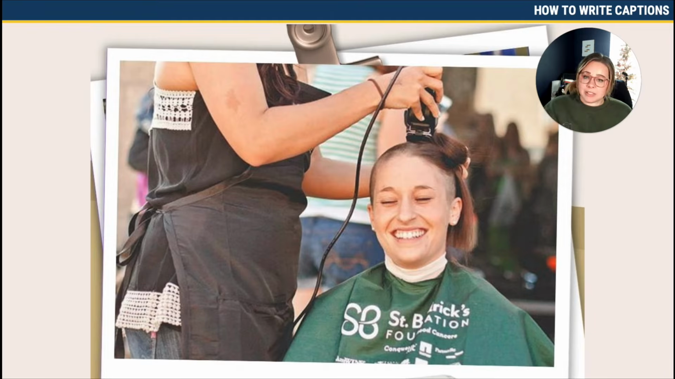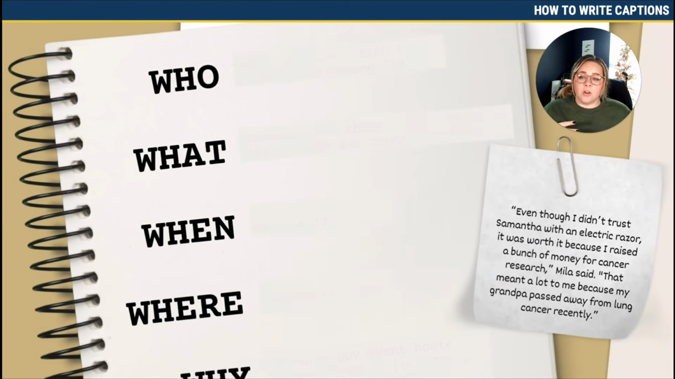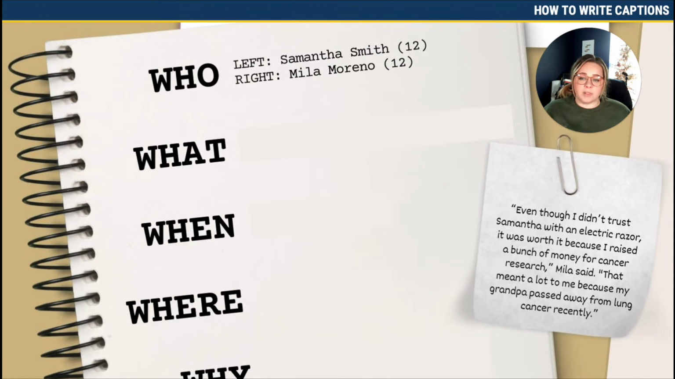You can make some assumptions looking at the photo, what's happening, right? Obviously, a girl getting her head shaved, there's another person doing it, and there's some people in the background. That's pretty much all we know, right? So let's look at the details that they've given us. First is the who. Left is Samantha Smith. You can't really see anything but her arm, but that's her name. The right is Mila Moreno. They're both seniors, and that's who's in the photo.